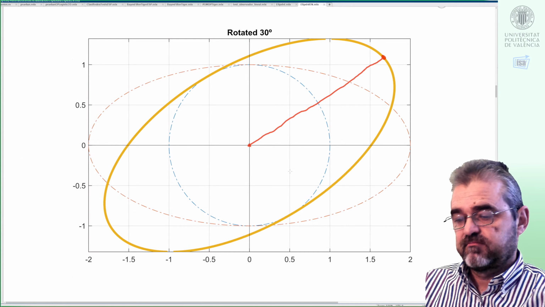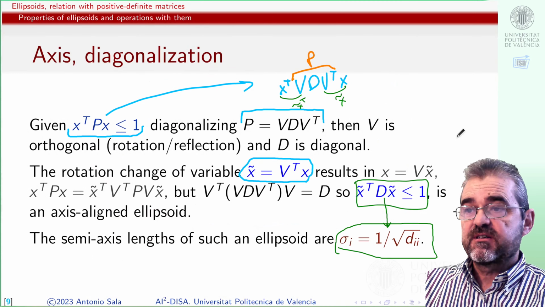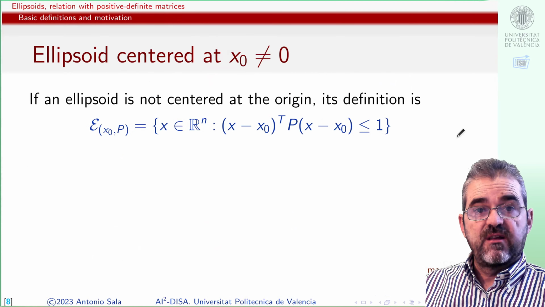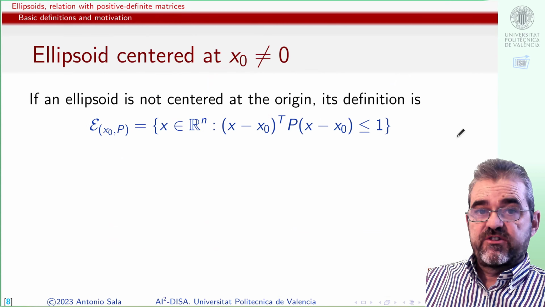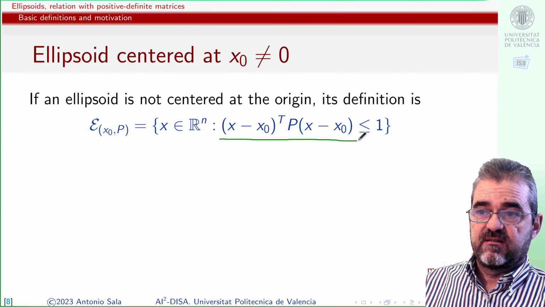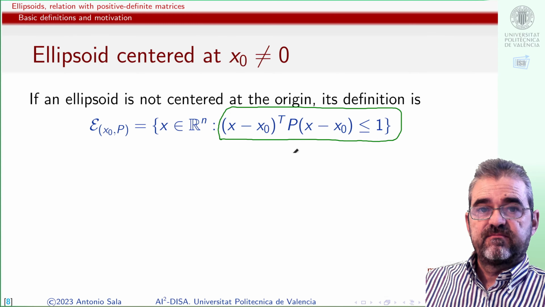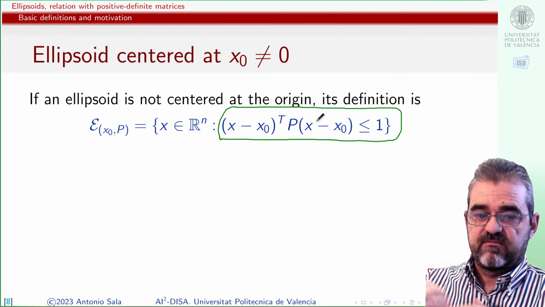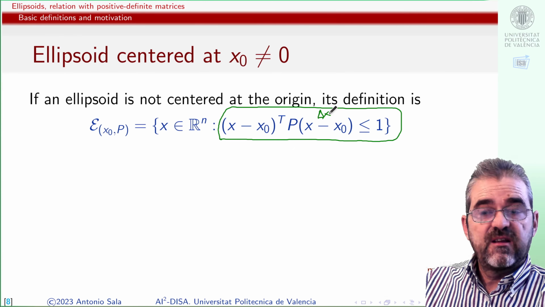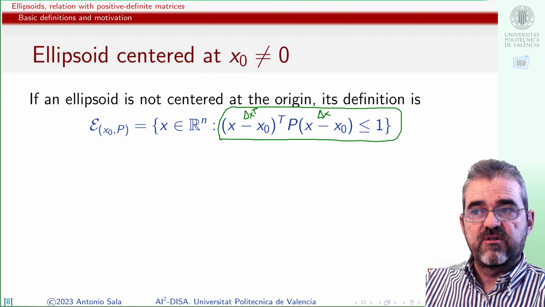So good. The next thing we are going to discuss is what happens with ellipsoids which are not centered at the origin. The equations are somehow easy. If I make a translation to some x0, then what has an ellipsoid shape is, of course, this increment of x transposed, so this has an ellipsoid shape around x0.